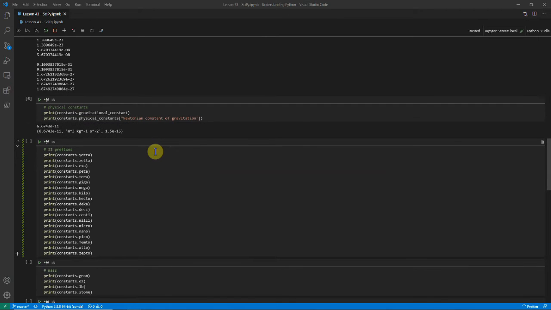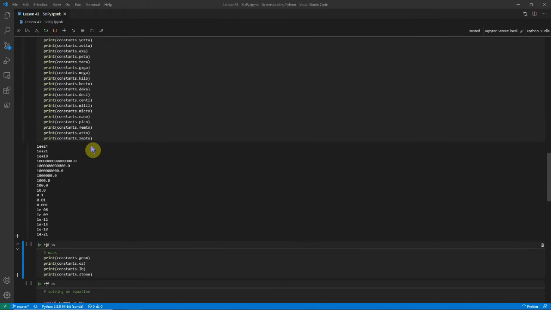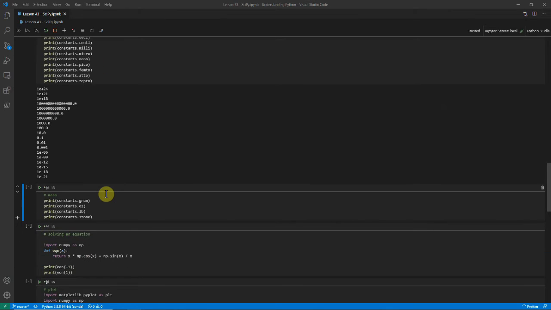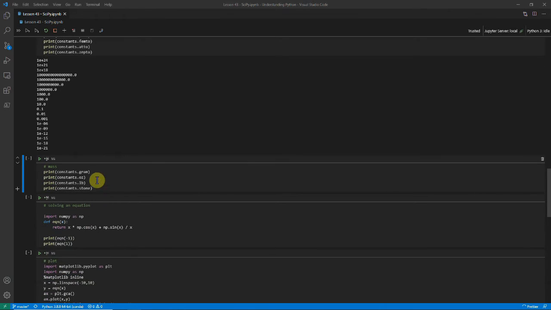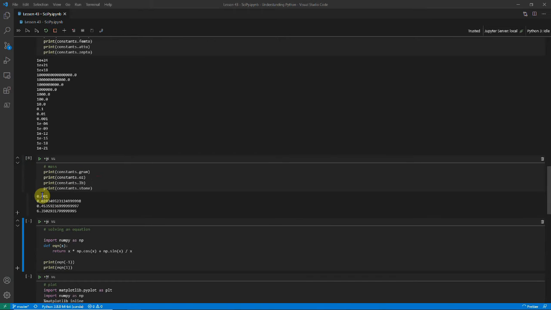They've also got SI prefixes, so you can see them going in powers of 10, all the way from yotta down to zepto. They've also got masses, so you can see a gram is 1,000th of a kilogram, and then the imperial ones: ounce, pound, and stone.